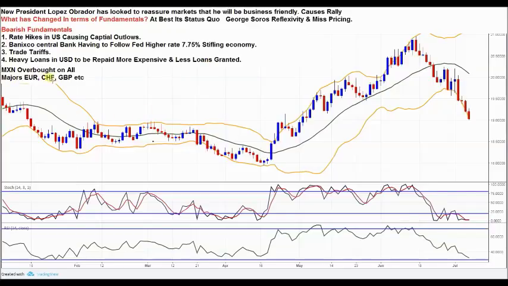Now, the MXN, it's not just overbought on the USD. Every single major you care to look at, Euro, CHF and GBP, for example. Now, I'm using the USD on this chart in terms of a trade setup, but you can get great setups in the Euro, CHF and GBP as well. So you can really take your pick. If you're, for example, bearish of EUR/USD, you go for USD. If you're bullish of EUR/USD, you could go for the Euro, or you could do both. The Mexican peso has just run too far.